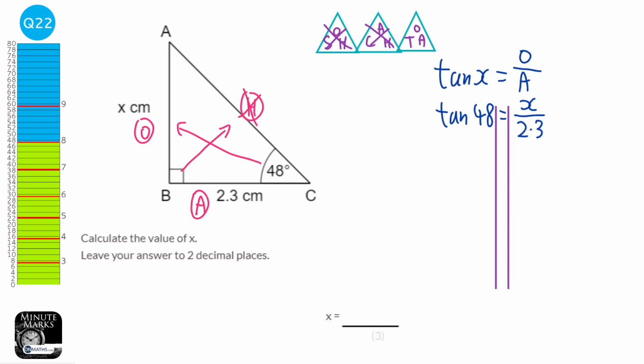And notice here we just need to times by 2.3 both sides to get x on its own. Now be careful when you type in tan 48, most calculators will open a bracket after typing in the tan, so make sure you close it after the 48, then type in times 2.3, and we get 2.554 and so on. And so when we round that to 2 decimal places, that would be 2.55.